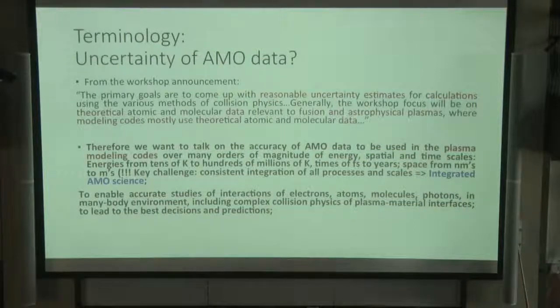And in order to do this, we do need consistent integration of all processes and scales. So something that we can call integrated AMO science. And what is that AMO science? Well, we want accurate studies of interactions of electrons, atoms, molecules, photons in many-body environment typically, including complex collision physics of plasma-surface interactions, because boundary cannot be avoided. The box cannot be avoided. So I will pay mostly attention to the box.